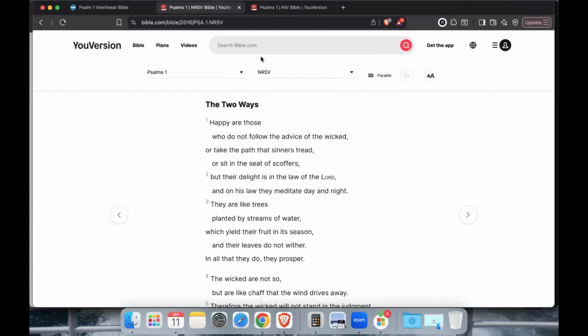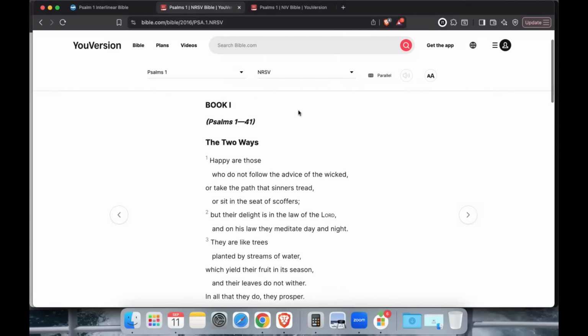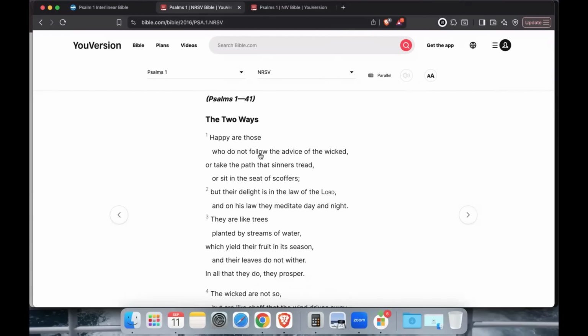Psalms 1 in the New Revised Standard Version says, "Happy are those who do not follow the advice of the wicked, or take the path that sinners tread, or sit in the seat of scoffers. But their delight is in the law of the Lord, and on his law they meditate day and night. They are like trees planted by streams of water, which yield their fruit in its season, and their leaves do not wither. In all that they do, they prosper."